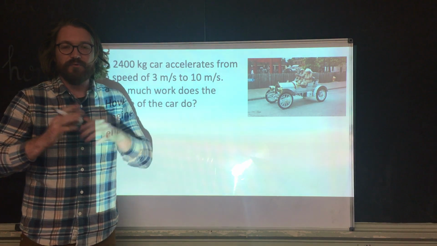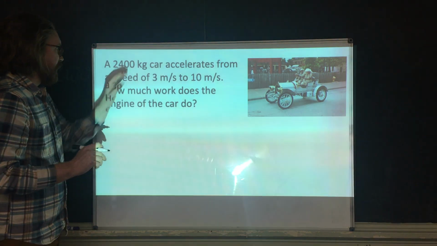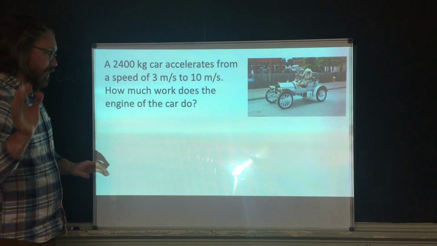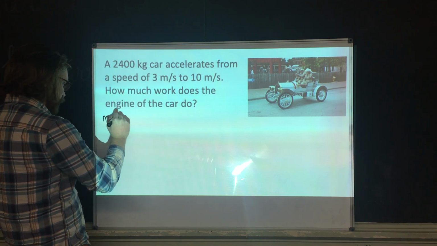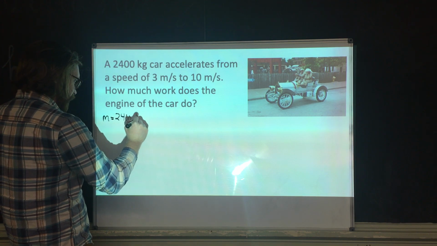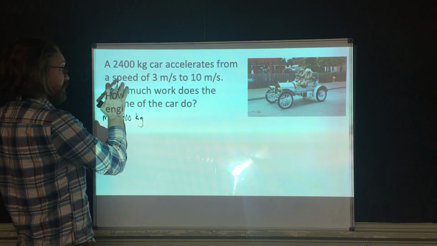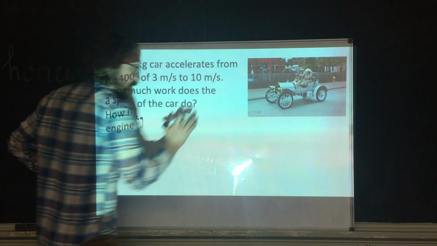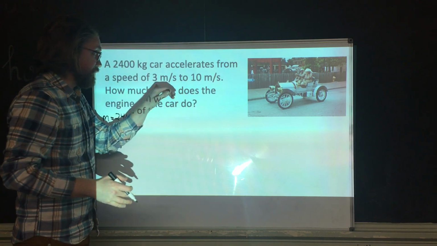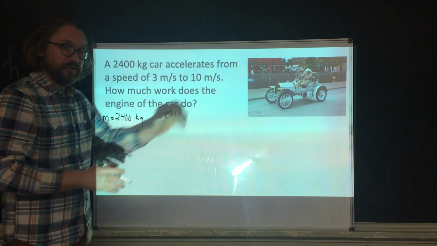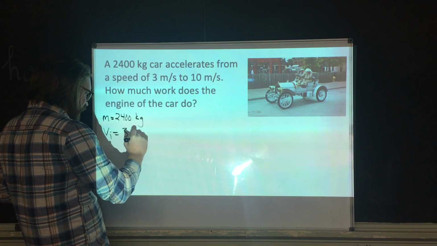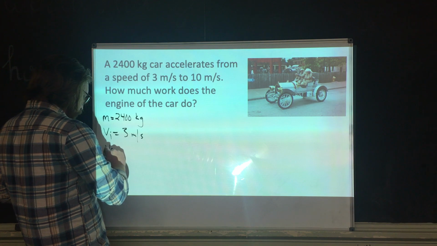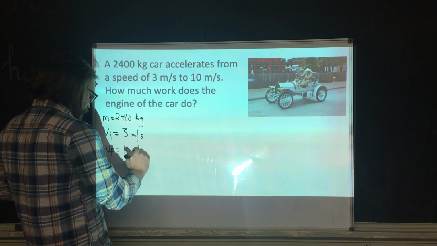Steps are still the same. We write down what we know. Here's what we know. A 2,400 kilogram car. So we got that, 2,400 kilograms. So we know our mass equals 2,400 kilograms. Accelerates from 3 meters per second to 10 meters per second. Well, here is our initial velocity, and here's our final velocity. So we're going to write those down. Our starting velocity is 3 meters per second. Our final velocity is 10 meters per second.